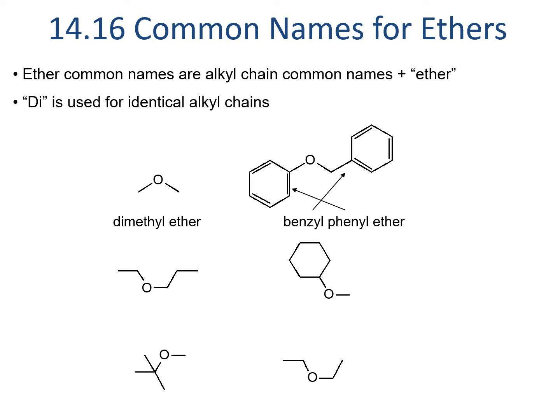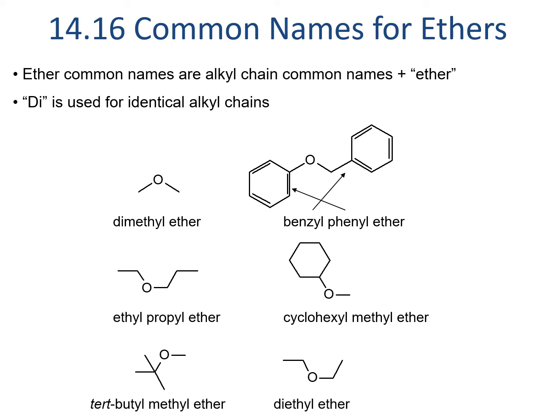In the next row, we have ethyl propyl ether. The ethyl side is on the left and the propyl is on the right. And then cyclohexyl methyl ether. The following row has tert-butyl methyl ether. The tert-butyl is alphabetized based on the butyl rather than the tert, which is the same as you would see for sec-butyl. Finally, we have diethyl ether.